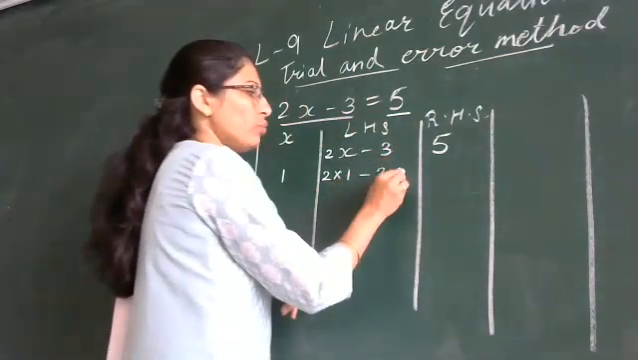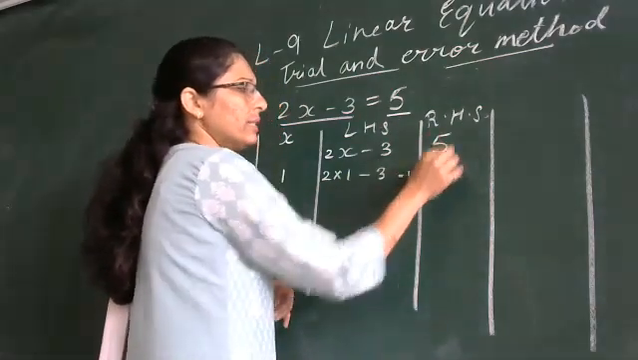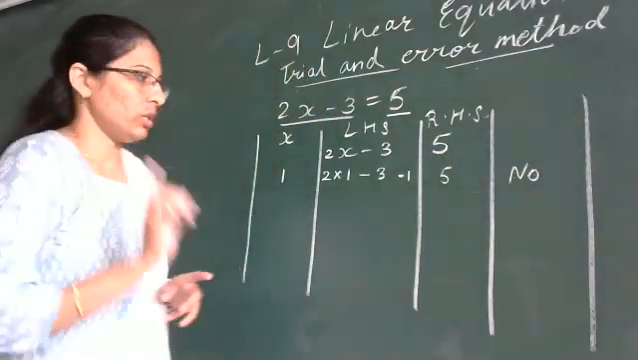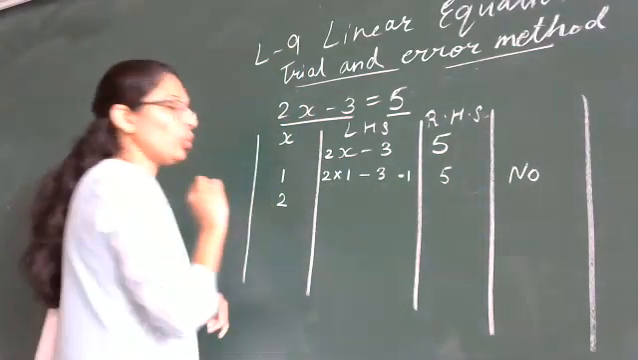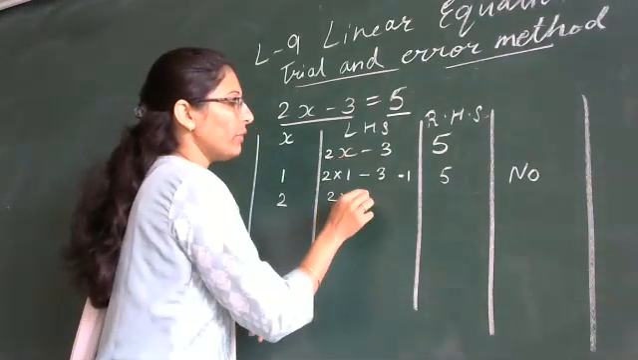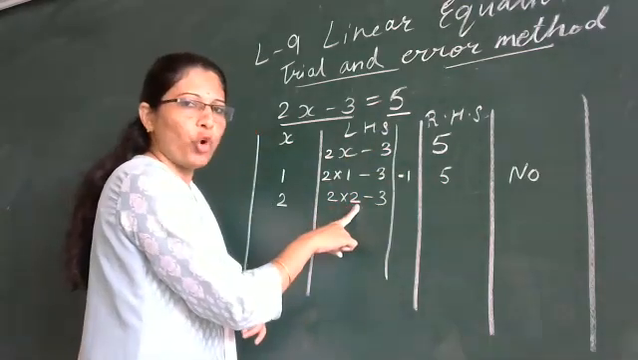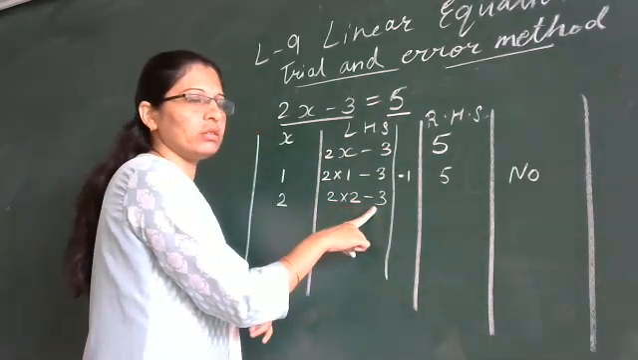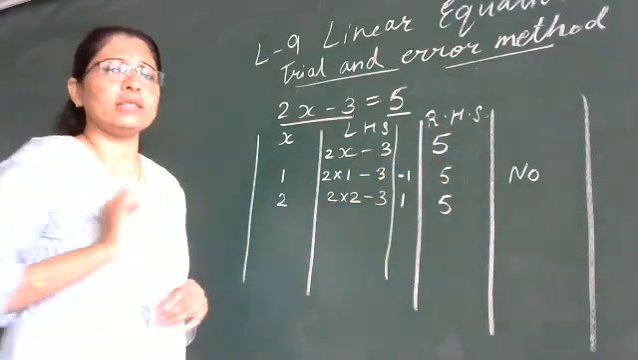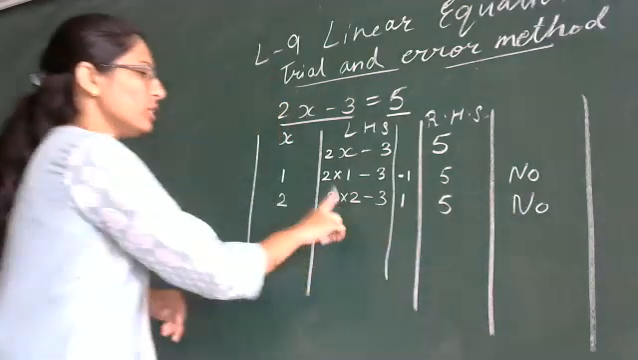Minus 1 we are getting. So this is equal to this 5? No. Now if we put 2 instead of x, 2 into 2, what will we get as the answer? 2 to the 4, 4 minus 3, 1. Is it equal to the RHS? No. That means this also is not correct.